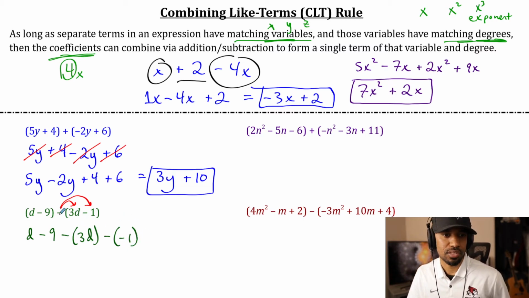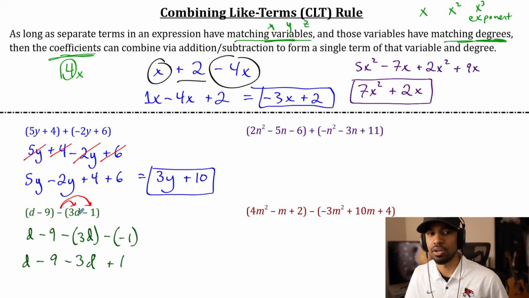So I wrote those around parentheses to show that I'm subtracting that grouping, that is, all of that term including the negative. So this becomes d minus 9 minus 3d, and then I have minus negative 1. That becomes a plus 1. So basically all you're doing in subtraction of a set here is changing every sign that's inside.